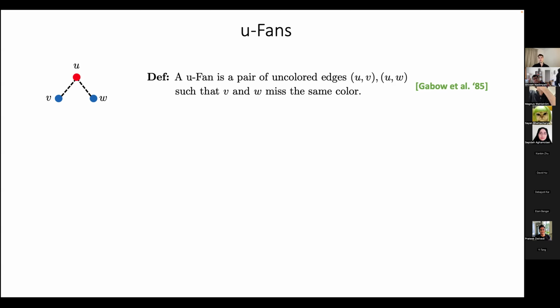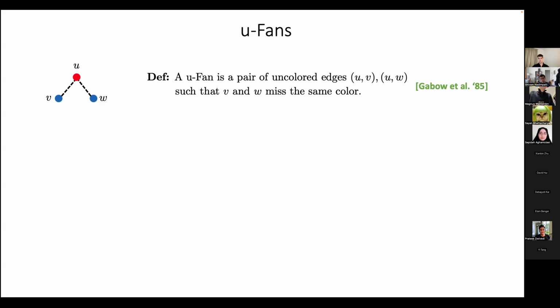Okay, so a U fan is a pair of uncolored edges, UV and UW, which share some common node U and have what we refer to as leaves, V and W, where the missing color at this node U is just some color red. And then these two here have to be the same missing color. So it's just a pair of uncolored edges that form a V where the leaves of this fan are missing the exact same color.